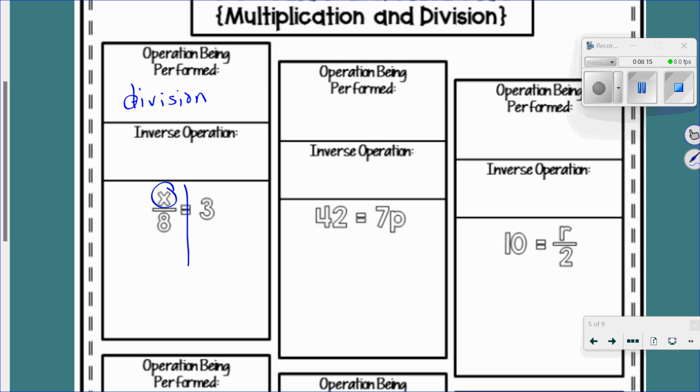And then you're actually going to do it. So the opposite of dividing by 8 is multiplying by 8. So I do that on both sides. These go away. They will always go away. That's how we solve an equation. So I now have my variable left on this side. 3 times 8 is 24. So you guys have 5 more to do. We'll give you about 5 minutes. Go ahead and go.